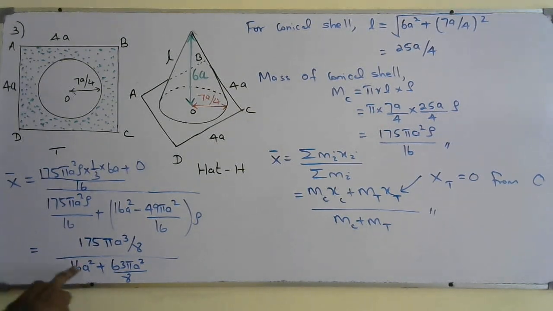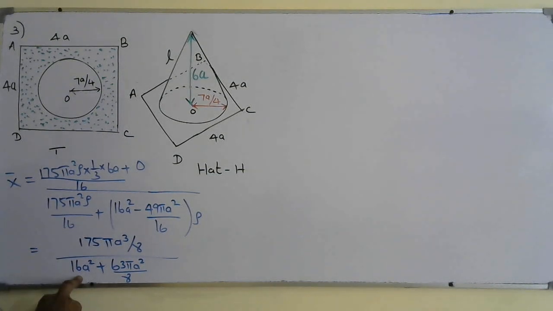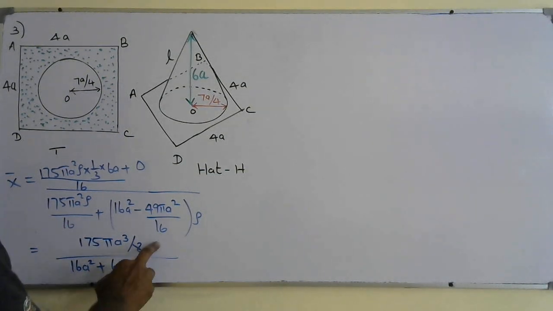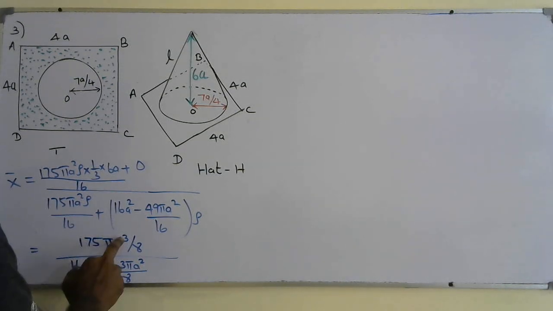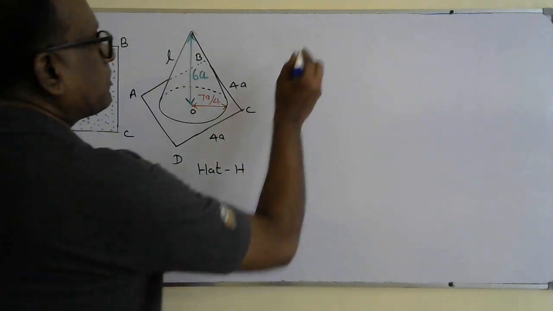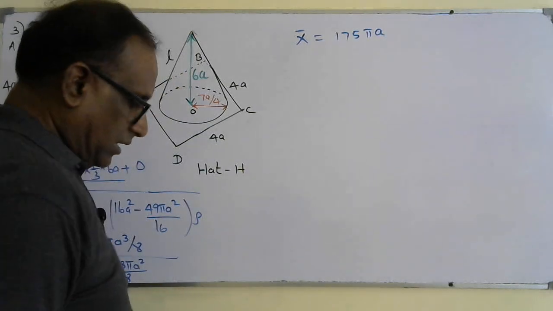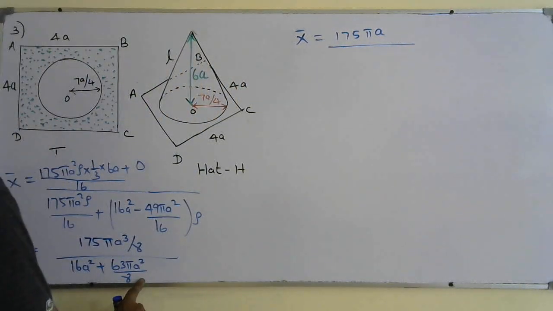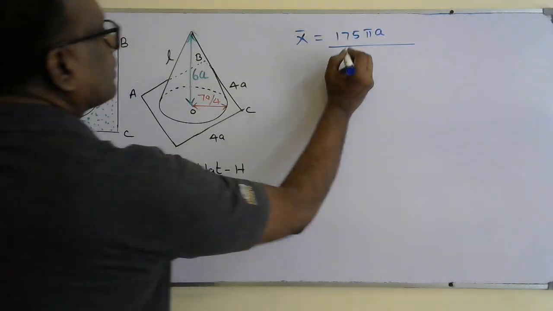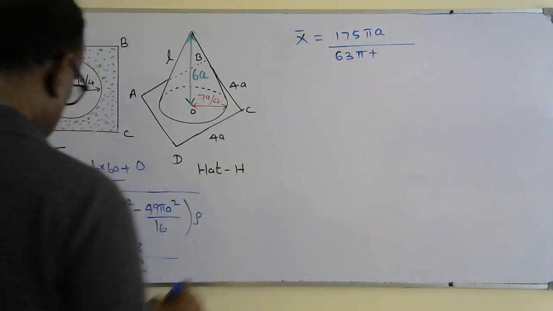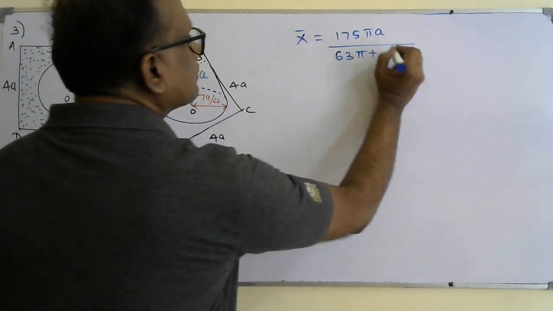So a square, a cube will get cancelled. We'll solve further. So 8 into 16 is 128. This 8 will get cancelled after multiplying this one. So there will be a in the numerator, 175 pi a. So x bar is going to be finally 175 pi a divided by 63 pi plus 16 into 8, 128.